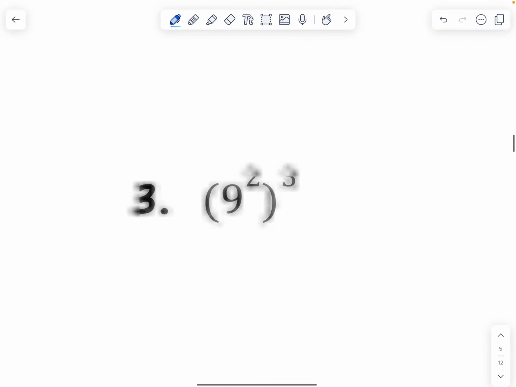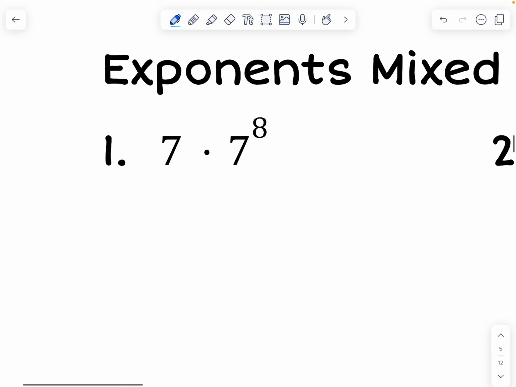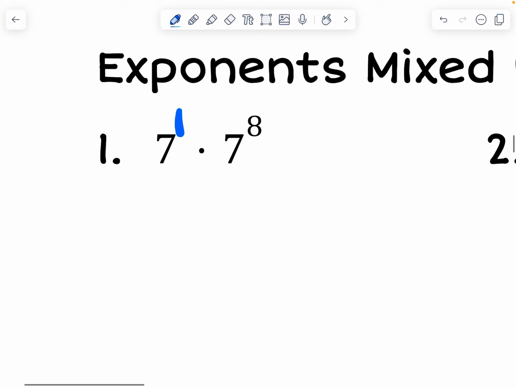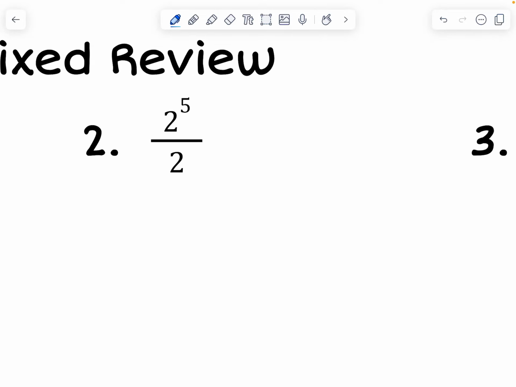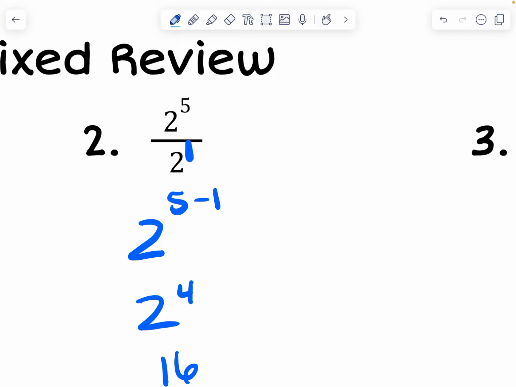Okay, so now we're going to do some mixed review. This is multiplication right here, so that means we're doing the product property. So that means I add my exponents. So I get 7 to the 9th power. Okay, this is a quotient. Remember that there's an invisible 1 right there. So I subtract my exponents. I get 2 to the 4th power, which is 16.